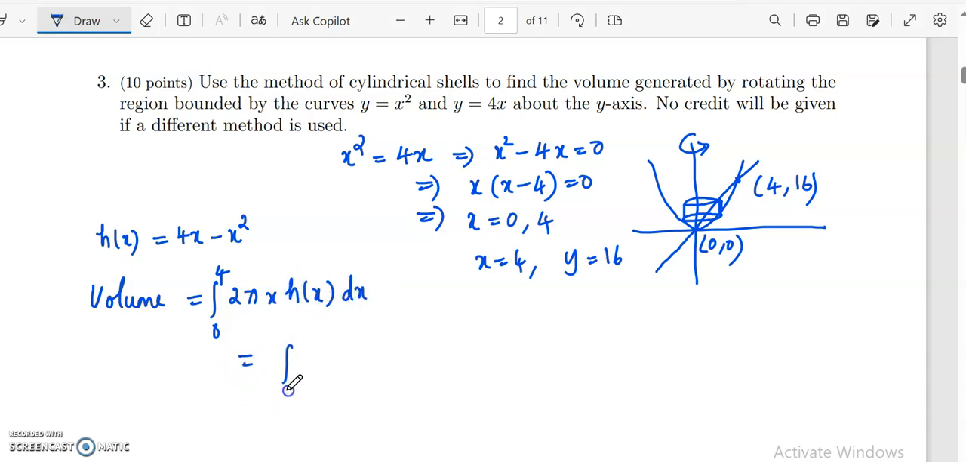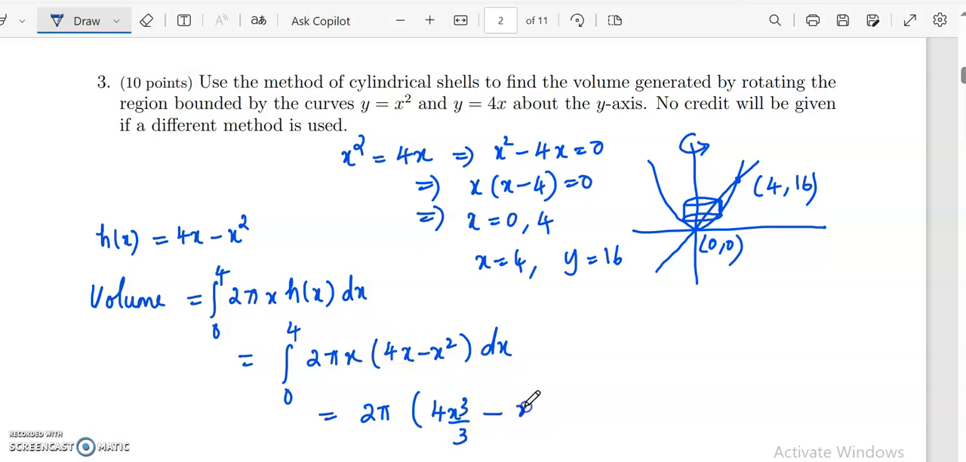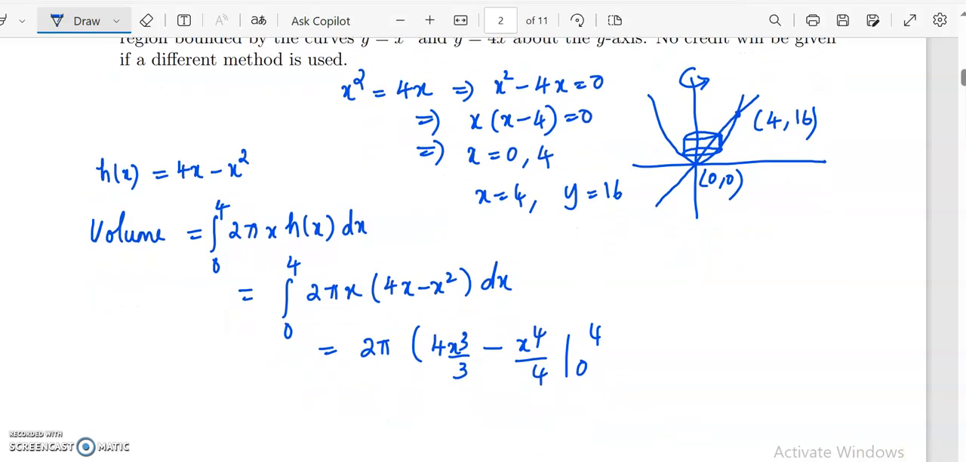So that will be equal to integral 0 to 4 2 pi x, and h of x will be equal to 4x minus x square dx. So we can take 2 pi outside, then remaining we have 4x square minus x cube. So integral of 4x square will be 4x cube by 3, and integral of x cube will be x raised to 4 by 4 from 0 to 4. So upon applying the limit, we will get 2 pi.